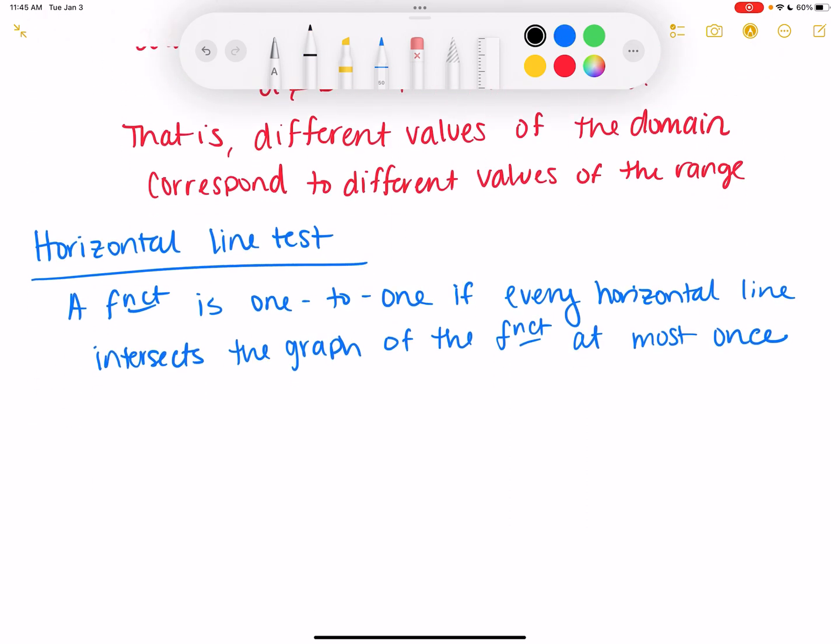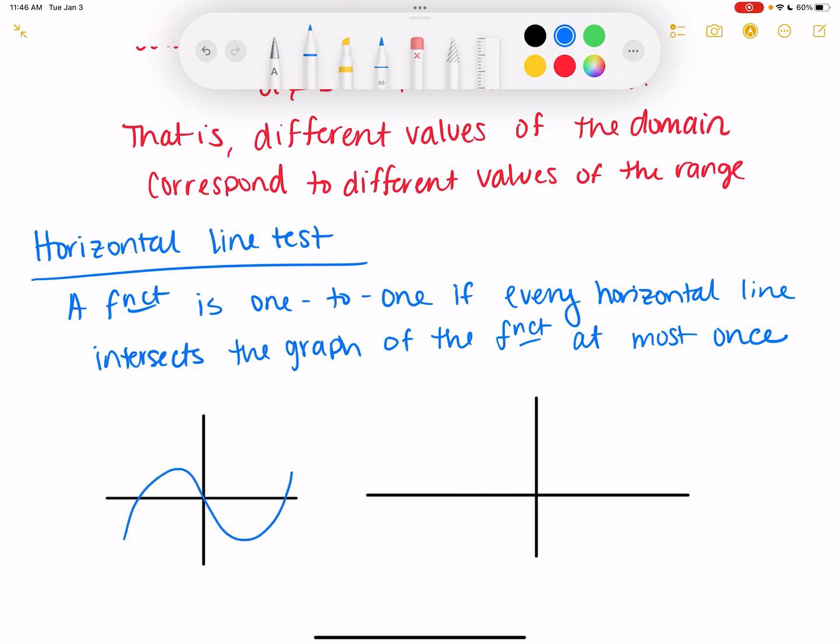So for example, if we had these two graphs, say we had a graph that looks like this, and then a graph that looks like this. With the horizontal line test, we're looking to see if it intersects more than once. So this intersects 1, 2, 3 times, so that is not one-to-one. But this other one, as you go down, it only is ever intersecting once, so that one would be one-to-one.